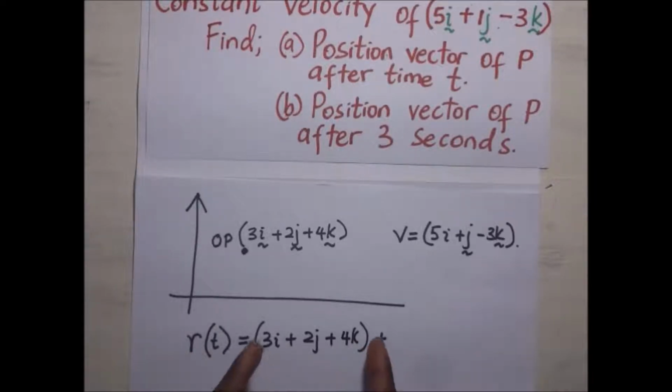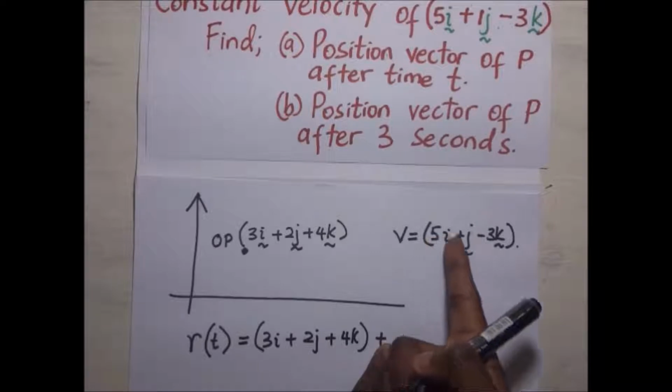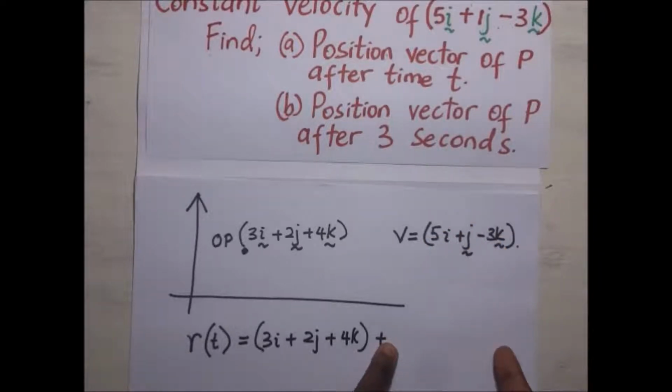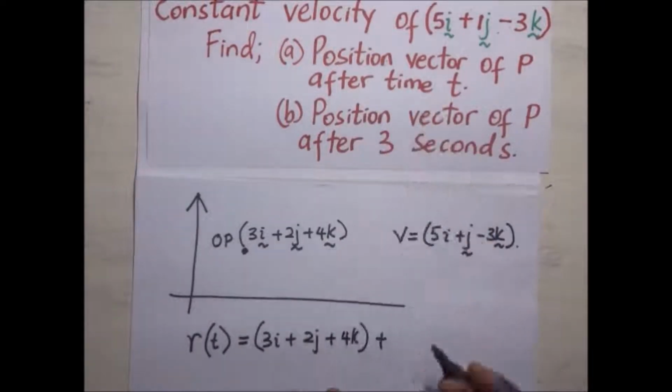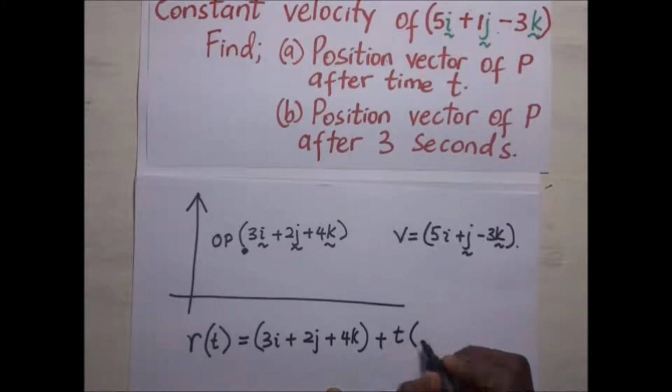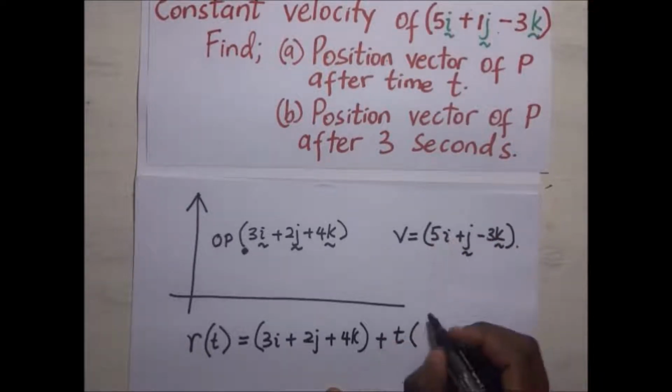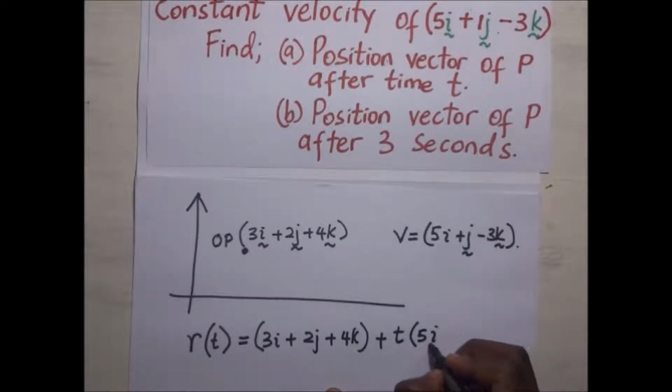So it means that we are going to first add the distance from the origin plus the new distance it travels. The new distance it travels is going to be speed times time. The speed we have here, which is our velocity, is that one. So it's going to be the speed times the time. And the time here we do not know, because the question is telling us after a certain time t. So it's going to be the time times the velocity it moves, which is 5i plus j minus 3k. So this is the general.